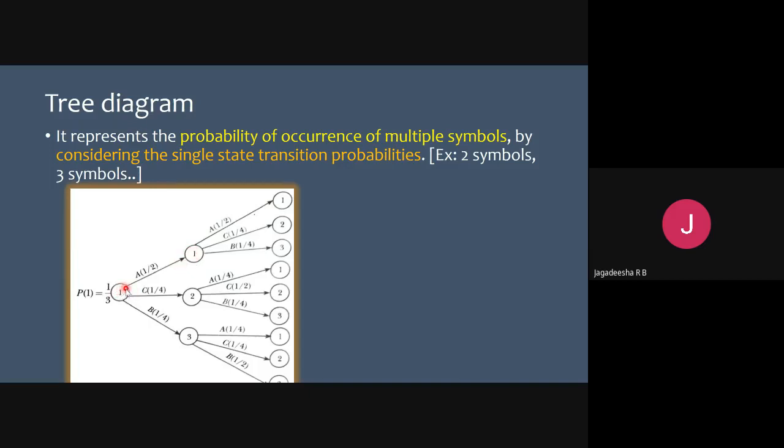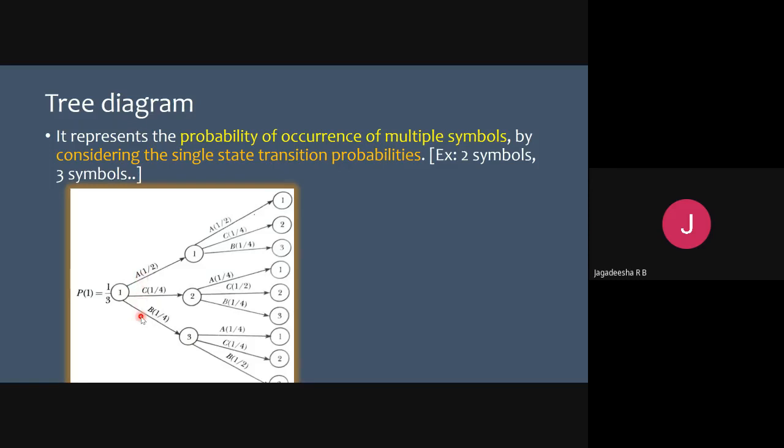Or from state 1, it emits C with the probability of 1 by 4 and reaches state 2. Or from state 1, it emits symbol B with the probability of 1 by 4 and it reaches state 3. Is it so? Just to see this part of the figure, only this. From 1, how can we reach 1, how can we reach 2, and how can we reach 3? What are the symbols A, C, and B, right?